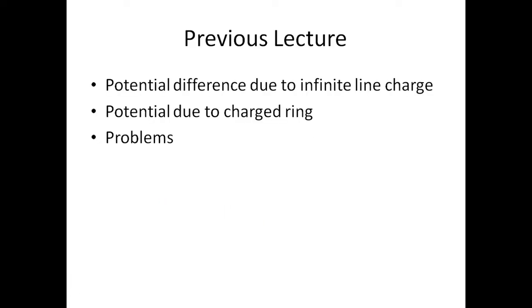So in the previous lecture we discussed the potential difference due to an infinite line charge, potential due to a charged ring, and also we discussed energy density. I forgot to mention it here. So we also discussed energy density when we derived the equation for WE, that is, half of Q1 V1 plus Q2 V2 plus Q3 V3, that equation, right? And we solved one problem based on that, and we solved some problems based on the potential difference due to a point charge and the infinite line charge, and we solved one problem on this energy density also, right?